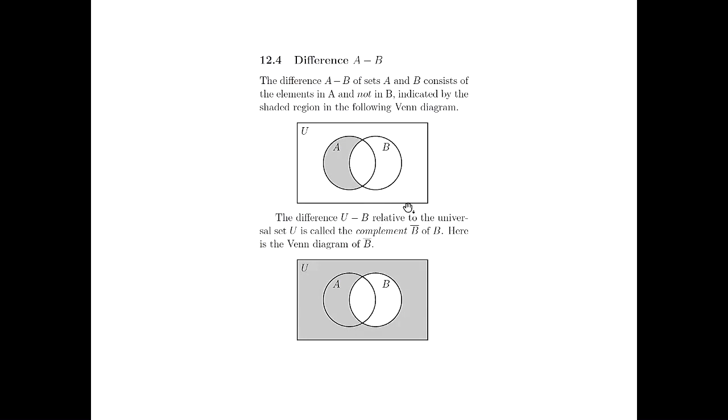And sometimes we represent a complement with a line over the top of something. So the complement of B in this Venn diagram is everything that is not in B. Make sense?